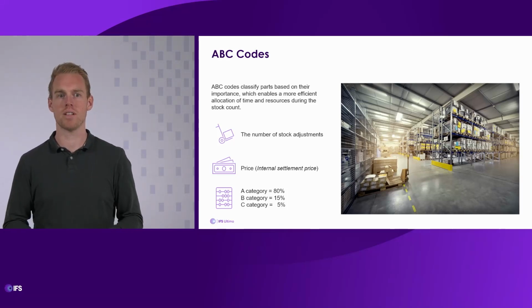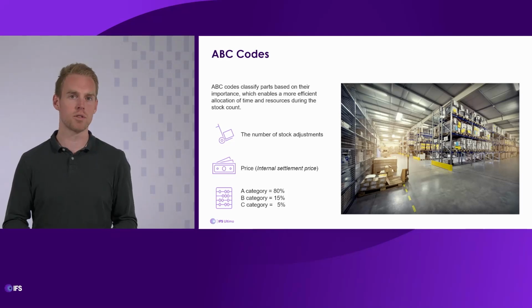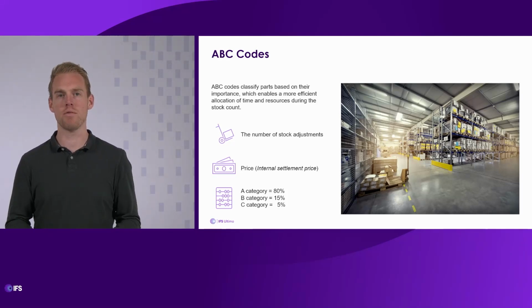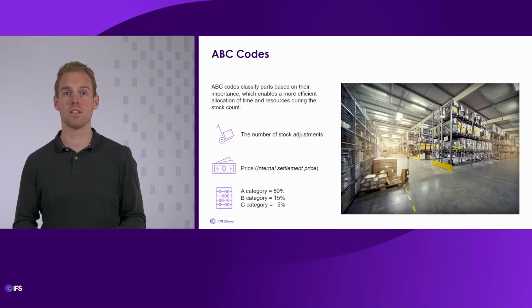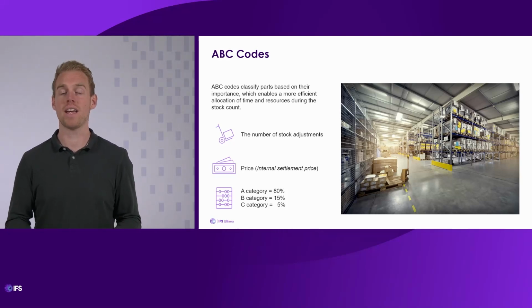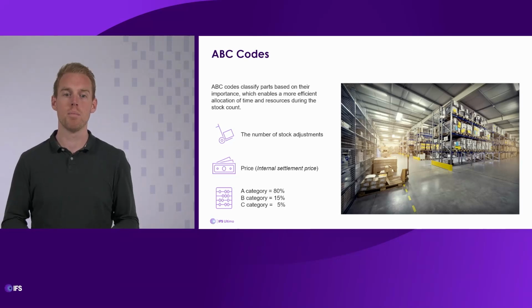We assign ABC codes automatically, and to do that, we need some information. The number of stock adjustments, so how many times this item is used in the job materials, multiplied by the price, and that's the internal settlement price of a specific part. Based on that calculation, we assign the parts to a specific category, by default A, B, and C. It's based on some thresholds: the A category is 80% or more, B is 15%, and C is 5%.